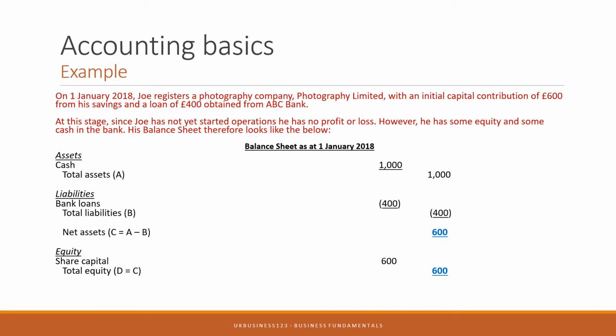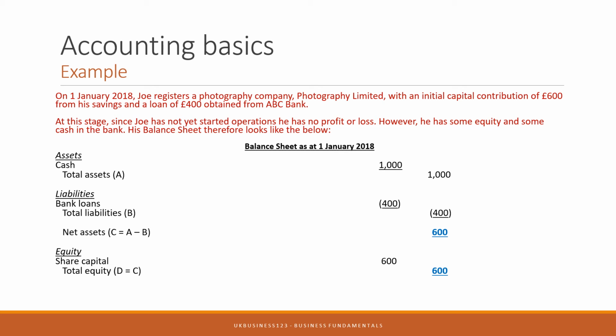Let's illustrate this with an example. So on 1 January 2018, Joe registers a photography company, Photography Limited, with an initial capital contribution of 600 from his savings and a loan of 400 obtained from ABC Bank. So at this stage, since Joe has not yet started operations, he has no profit or loss. He just has a balance sheet from day one.